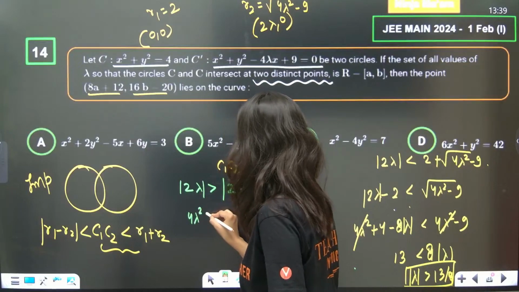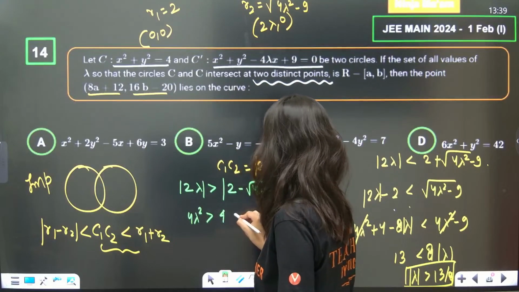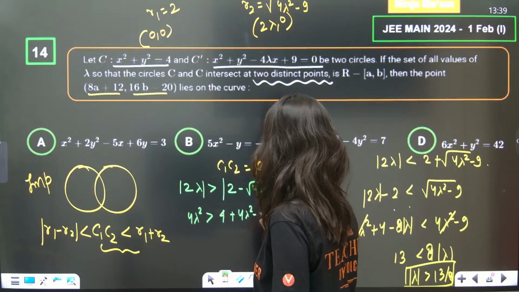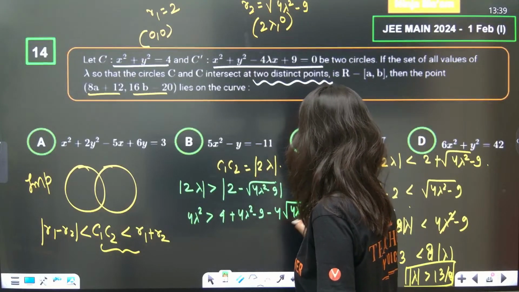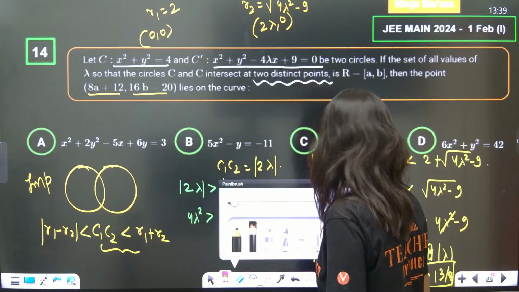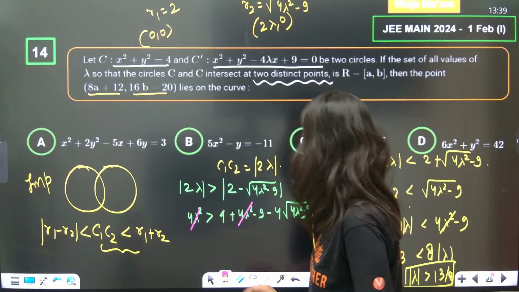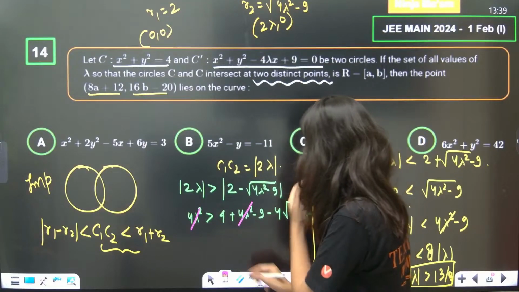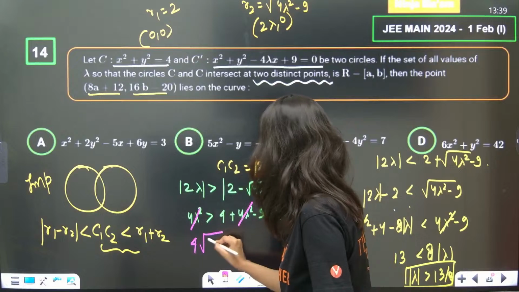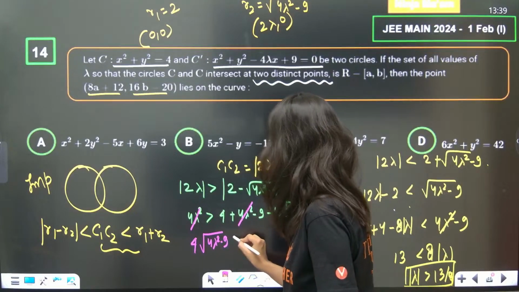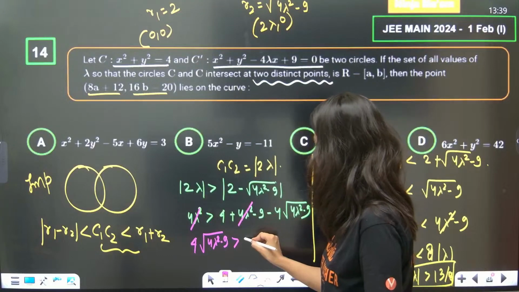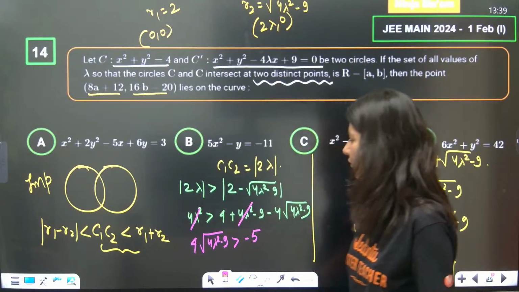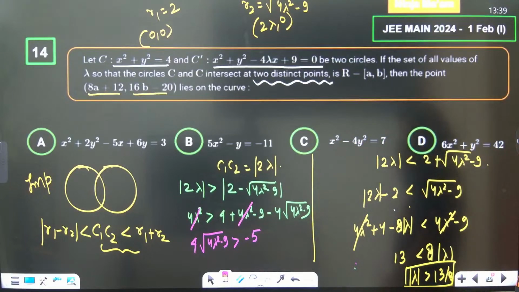4 lambda square is greater than 4 plus 4 lambda square minus 9 minus 4 times square root 4 lambda square minus 9. So now cancel it out. 4 lambda square is gone. So over here 4 times square root 4 lambda square minus 9 is greater than 4 minus 9. So 4 minus 9 is minus 5. Have I done correct?